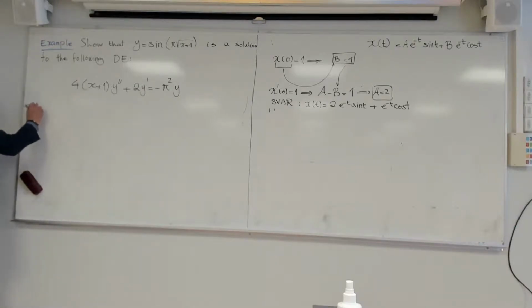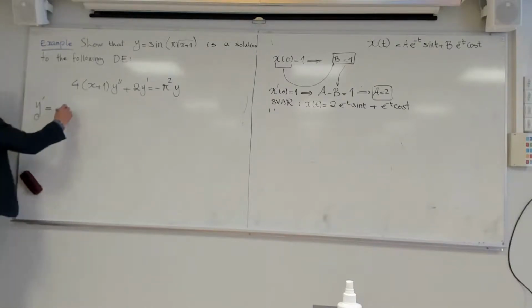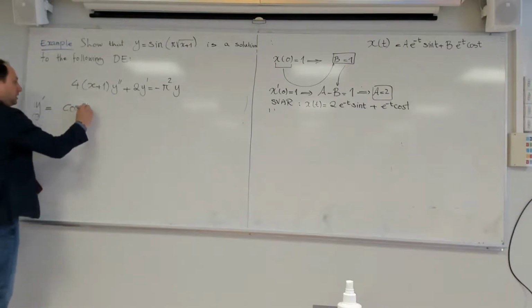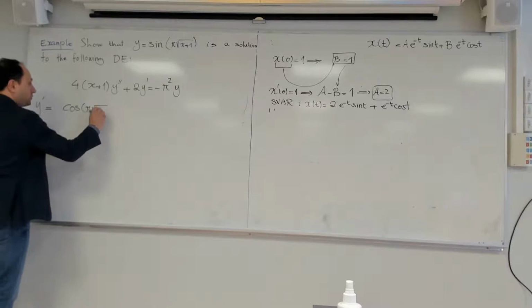Okay, tell me, what should I write? You can help me now. So what is y prime? What should I write? Can you tell me? Cosine. Minus cosine of the contents times the derivative. No, why do you say minus? Oh, it's cosine. Yes. Cosine of what? Cosine of pi times the square root of x plus 1, then?